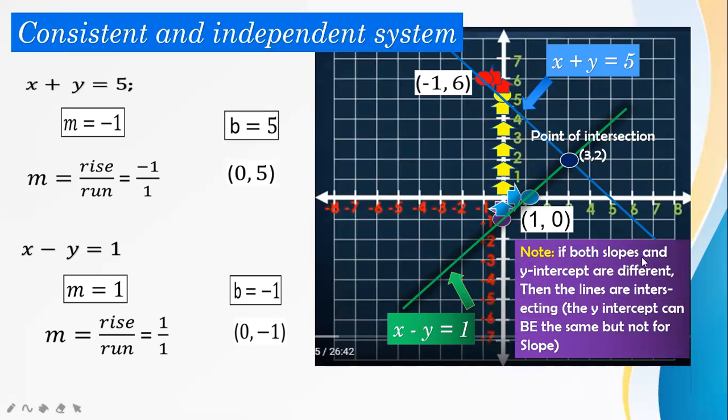Note, if both slopes and y-intercept are different, then the lines are intersecting. The y-intercept can be the same but not for the slope. So it can be, the y can be the same but not for slope. So kailangan iba yung slope, kahit yung y-intercept pareho o kaya hindi pareho, okay lang. Kasi sabi niya, your y-intercept can be equal or unequal, but your slope are not equal.